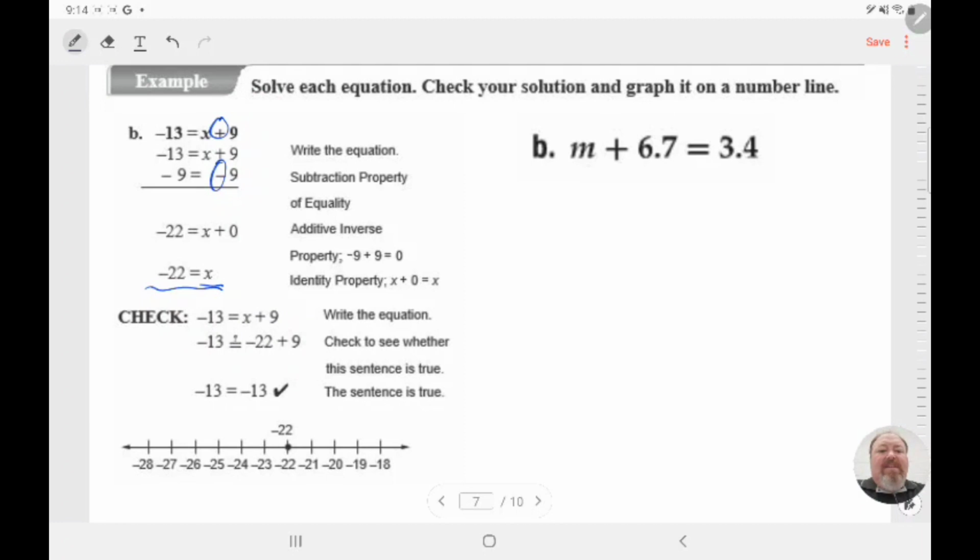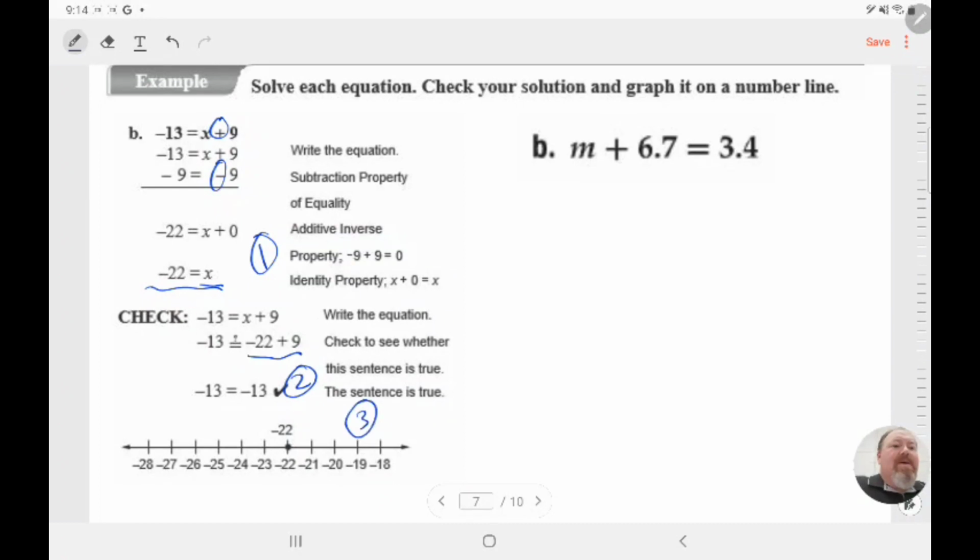Then I have to check it. So that's the first part. When I check it, I plug in that negative 22 in for x, and I would have negative 22 plus 9, which does equal negative 13. That's the second part. Then I create my number line, and I plot the negative 22. That's the third part. All right.